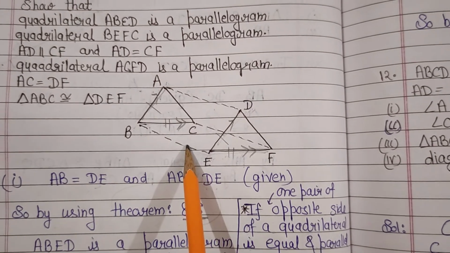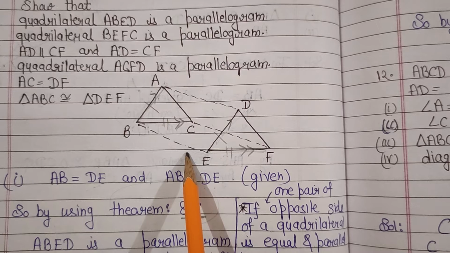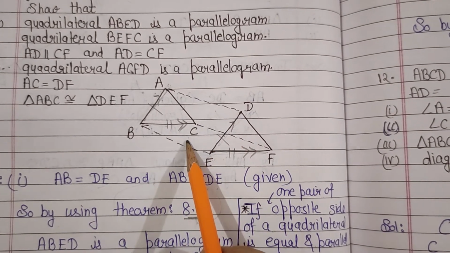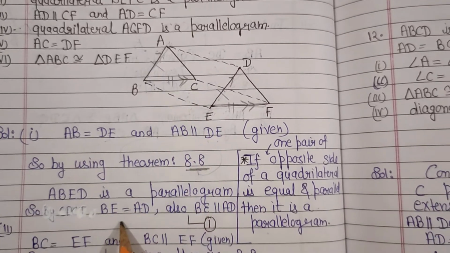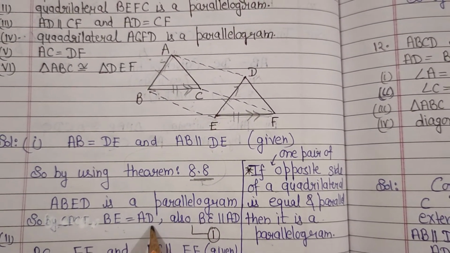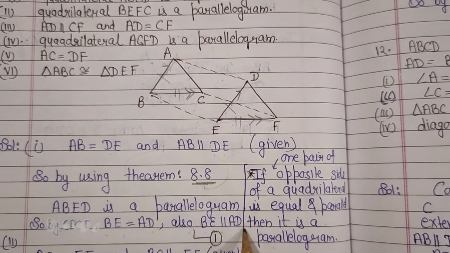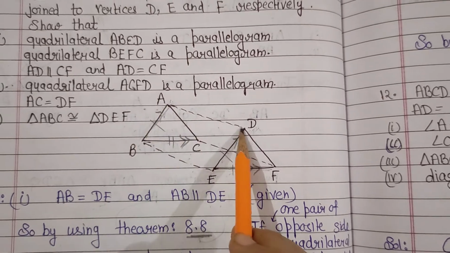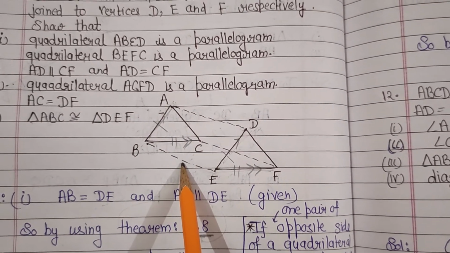Now if this is a parallelogram, then what can we say about the other pair of opposite sides? These are also equal and parallel. So we can say BE is equal to AD and BE is parallel to AD. BE and AD both are equal and parallel.